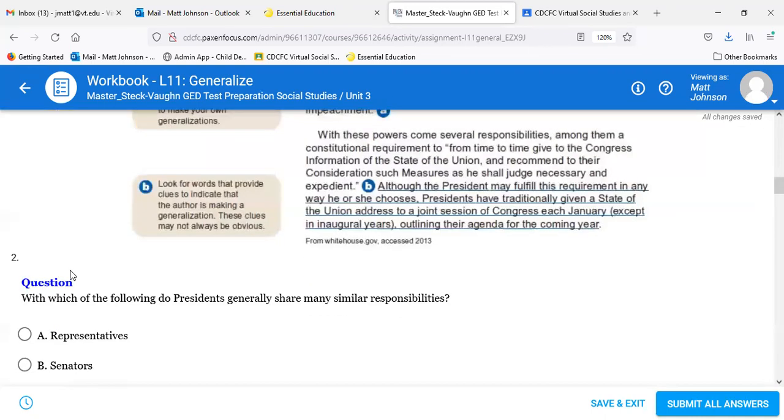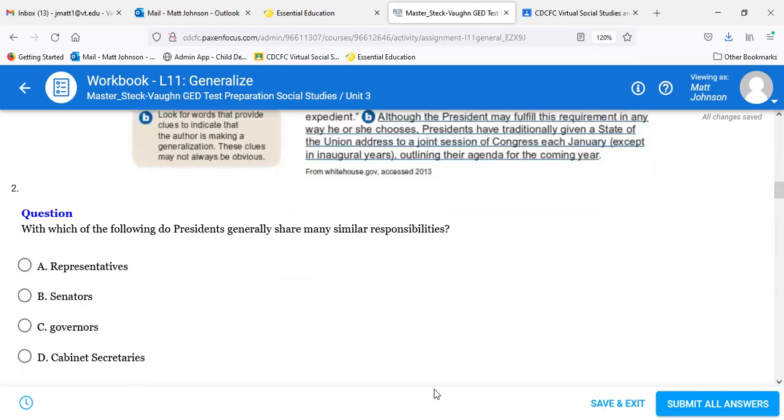All right, and then 2, Christiana, could you read question 2? Question 2. It says, with which of the following does the president generally share many similar responsibilities? A. Representatives. B. Senators. C. Governors. D. Cabinet secretariats.